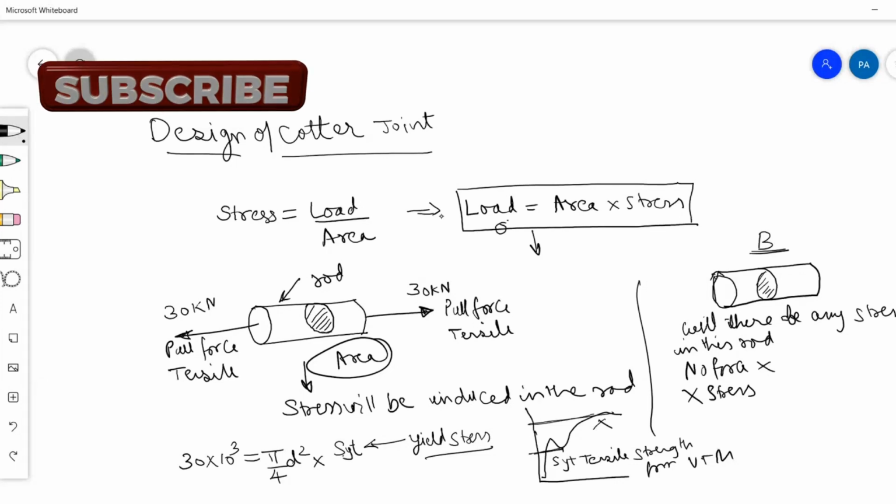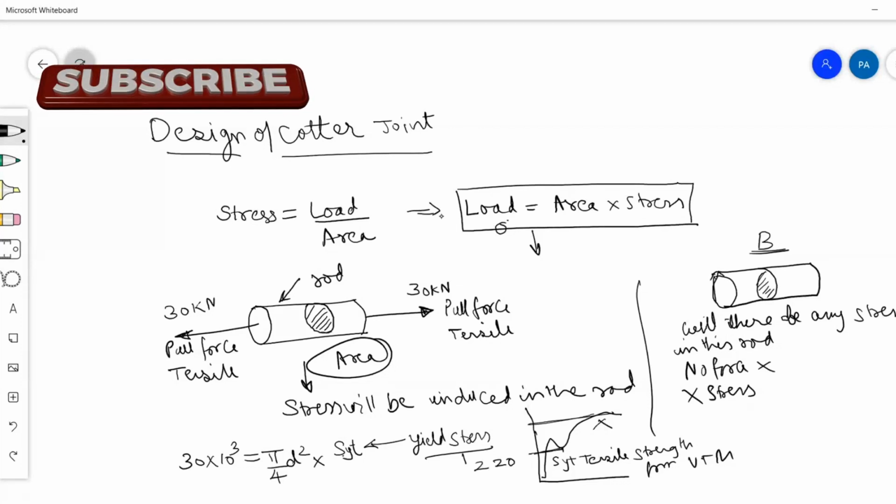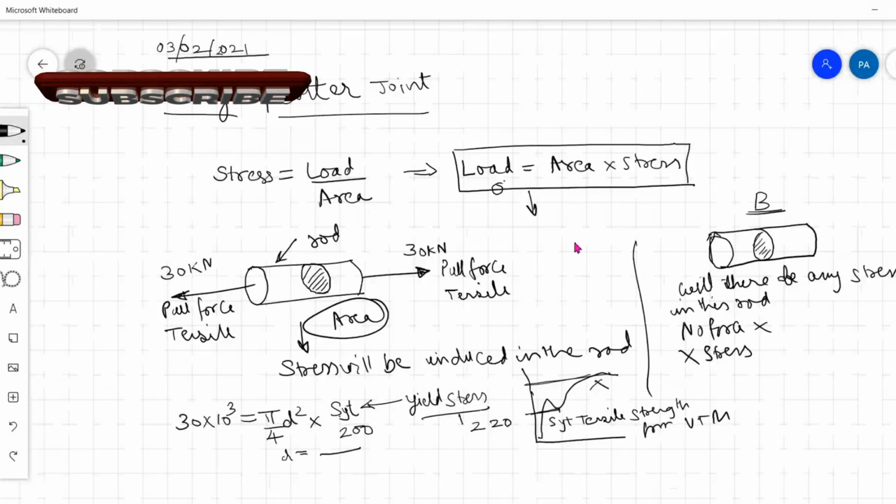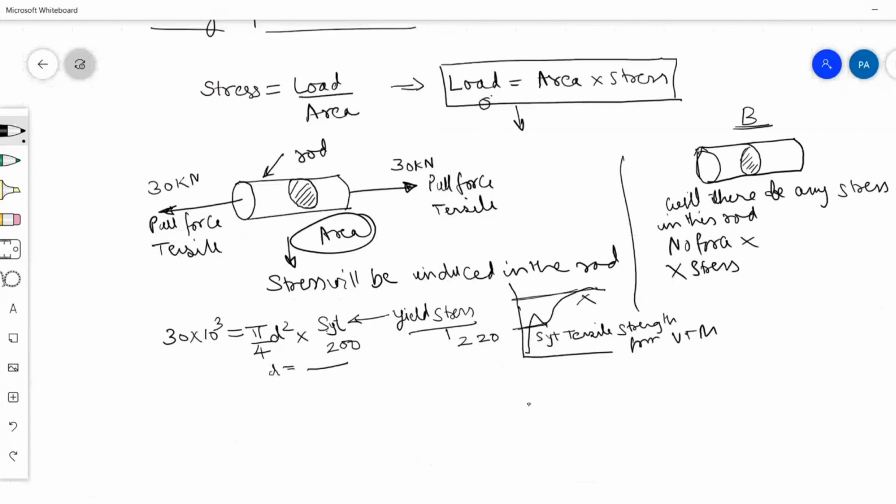Now, if I know this value of yield stress is suppose 220, I will put the value of yield stress here as 220. Here I will get the diameter of the rod. Is this clear to all of you? This will give me the diameter of the rod, some value in mm. So this is clear to all of you.